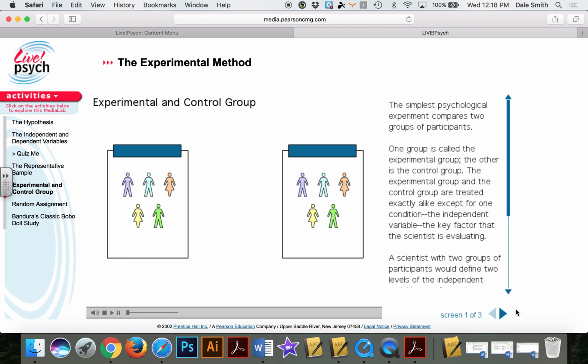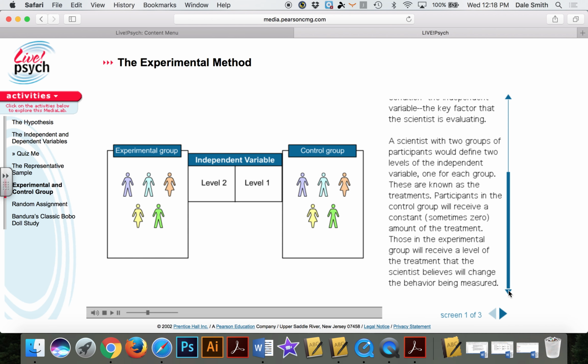The simplest psychological experiment compares two groups of participants. One group is called the experimental group. The other is the control group. The experimental group and the control group are treated exactly alike, except for one condition, the independent variable, the key factor that the scientist is evaluating.